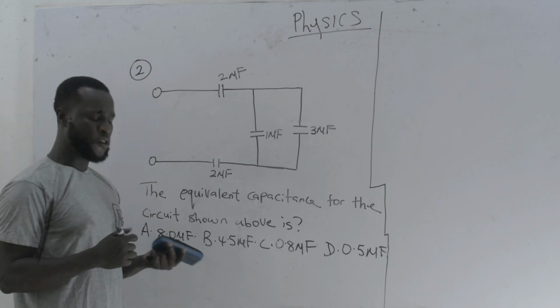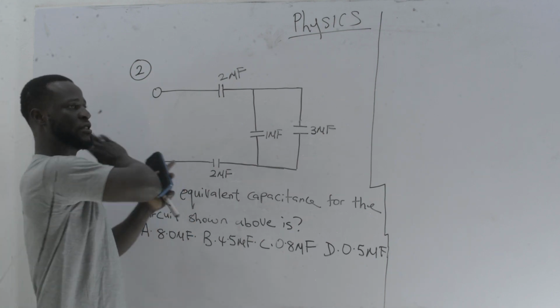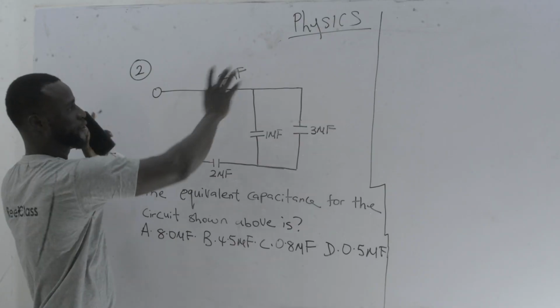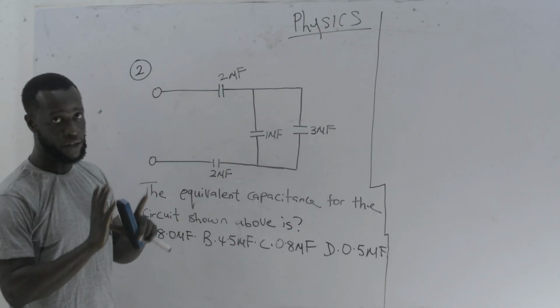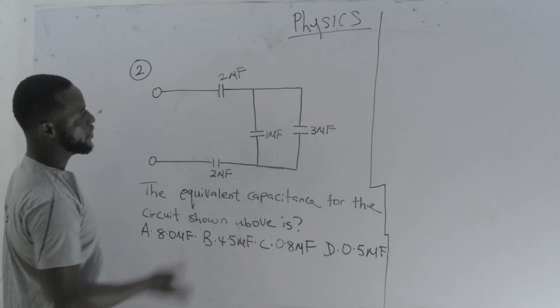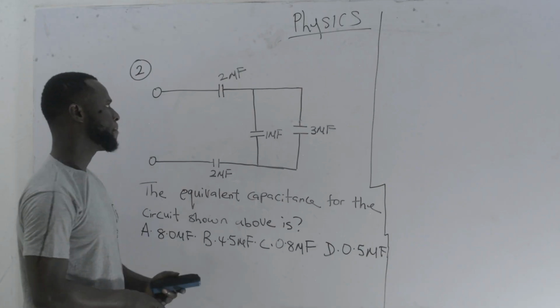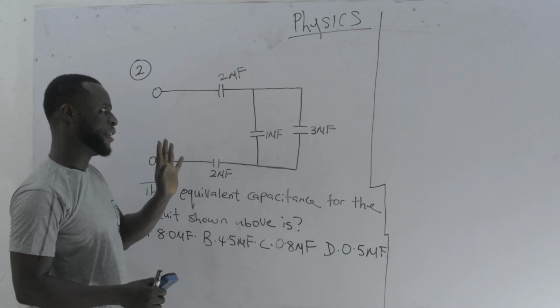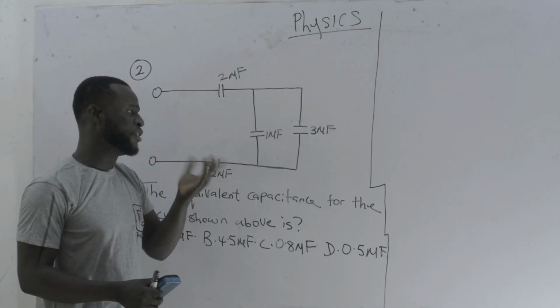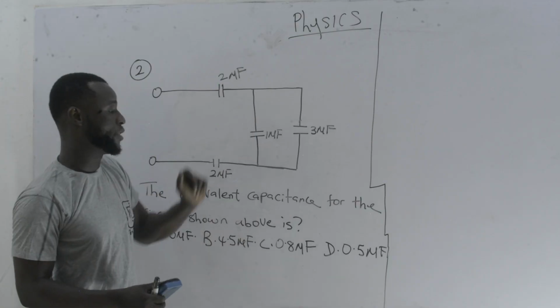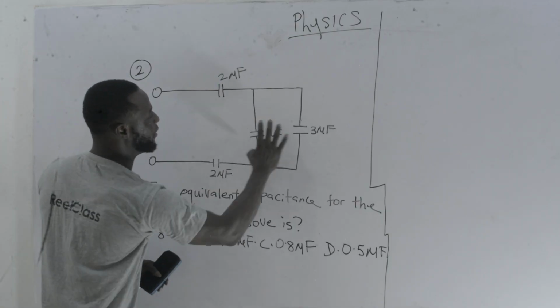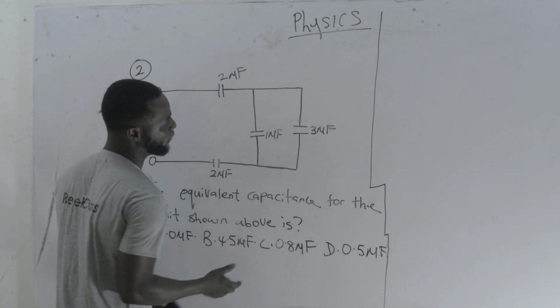Now, I told us previously that JAMB will not just go straight to give us those kind of diagrams I was showing you, series straight and parallel straight. No, they will make it look complicated, and such is this. So how will I answer a question like this? The key to answering questions like this is to take them in loops first. That means I have to work on this one first and combine them.